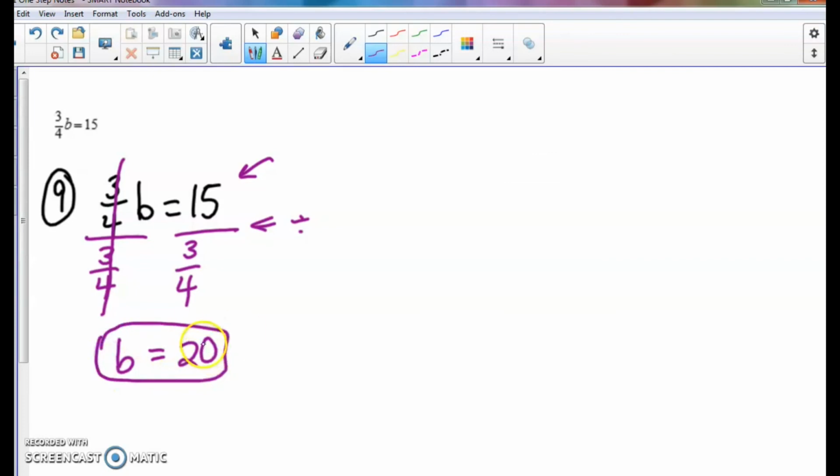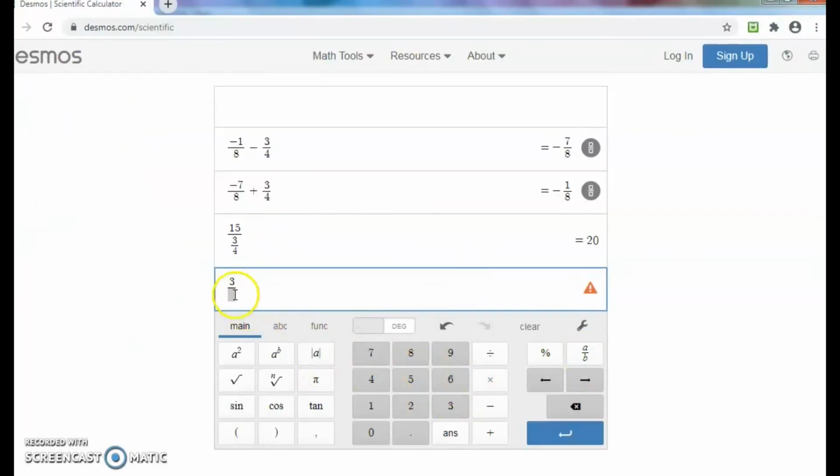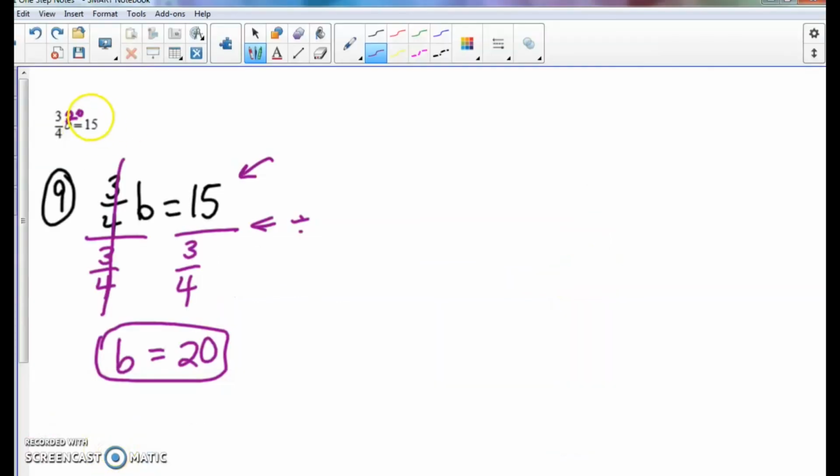Another way to do that is to go back up here and just double check it and do 3/4 times 20 and see if that gives you 15. You can always go back to Desmos and just put in there 3/4 and then over button times 20. And that gave us 15, and that's what it originally equaled, 15. So that works. So we're all good.